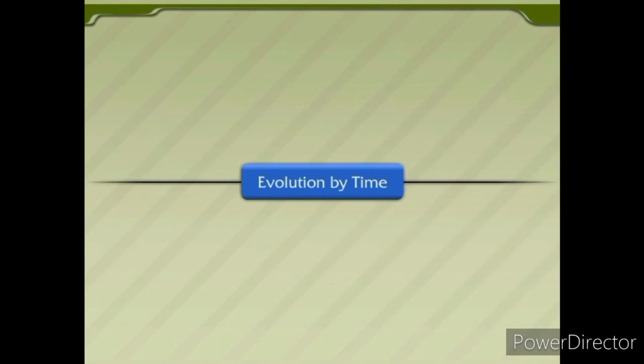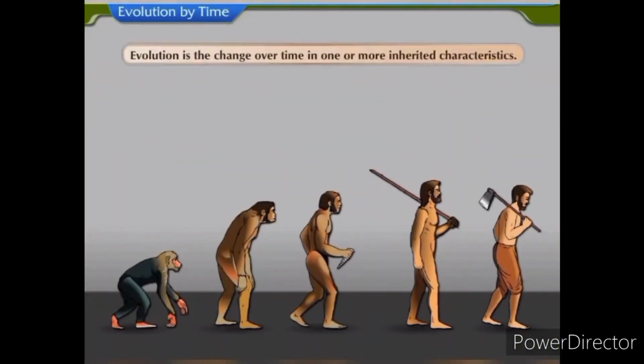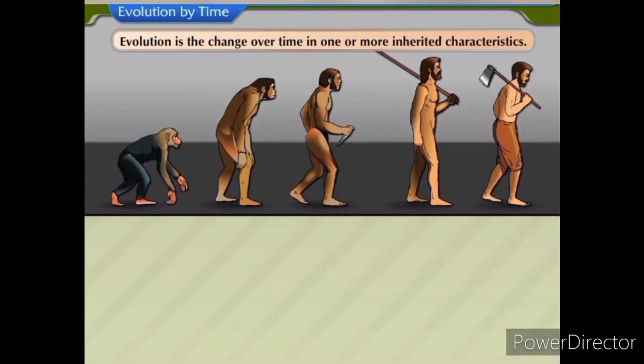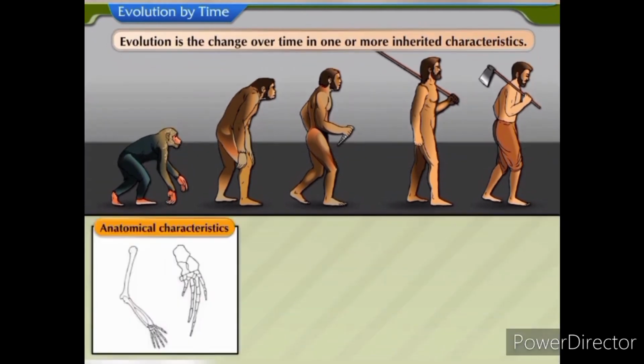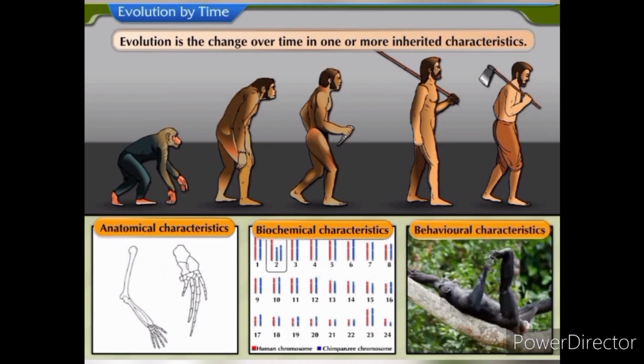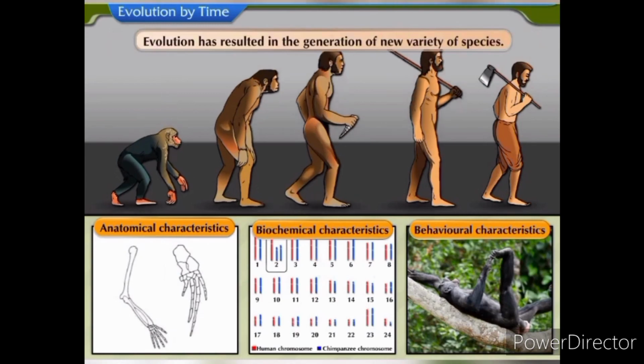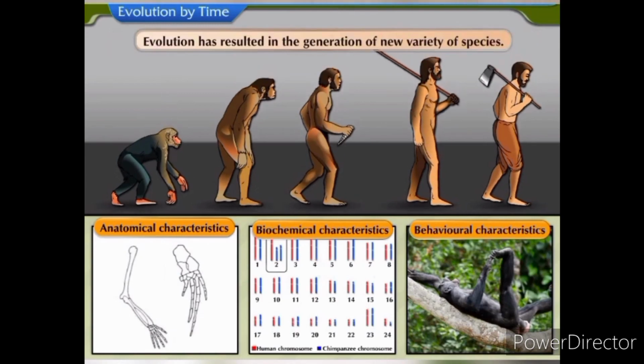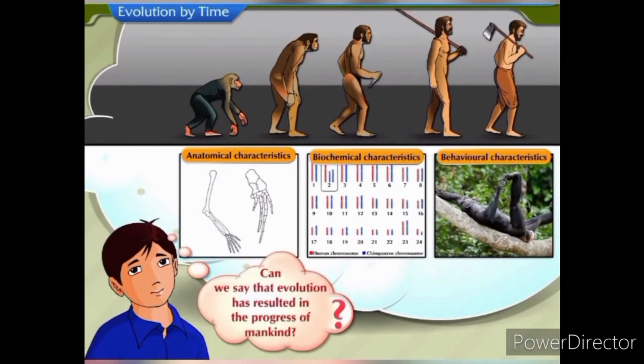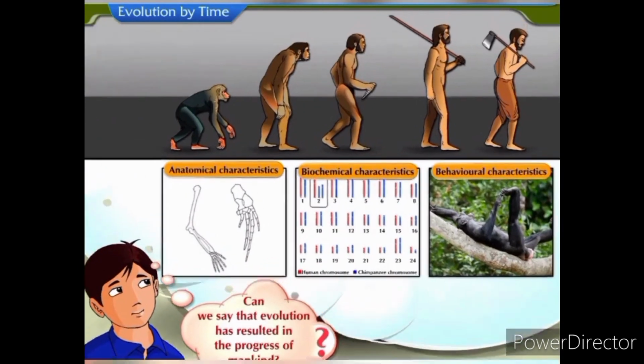Evolution by time. Evolution is the change over time in one or more inherited characteristics. These include anatomical, biochemical, or behavioral characteristics found in populations of organisms. It has resulted in the generation of new varieties of species. So, can we say that evolution has resulted in the progress of mankind?